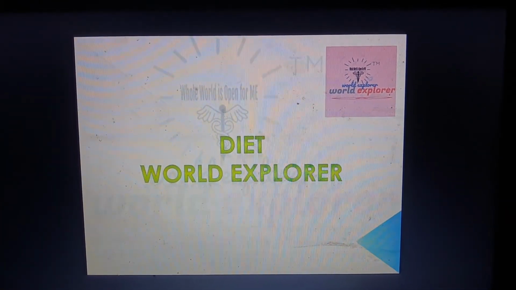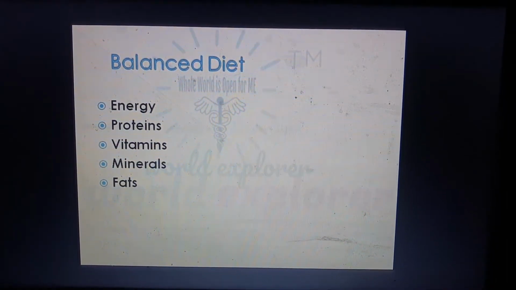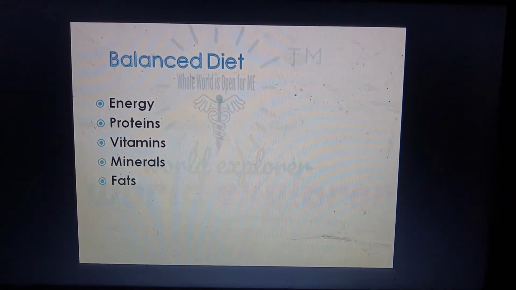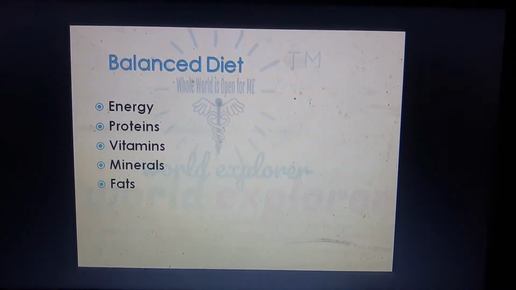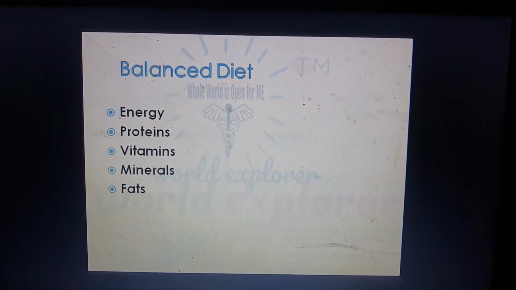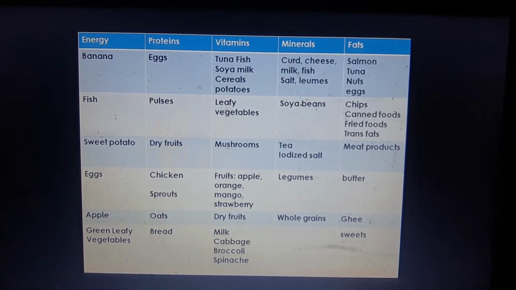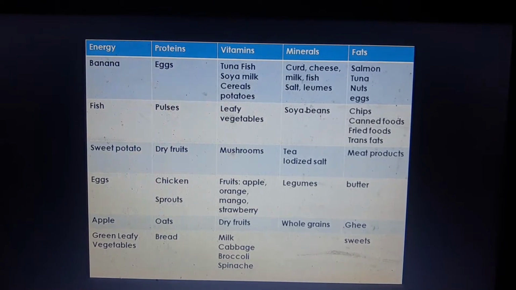Today we are discussing diet. Balanced diet. A balanced diet is having energy, proteins, vitamins, minerals and fats in the required quantities which are needed for our human body. So these are the foods from which we can get energy, proteins, vitamins, minerals and fats.